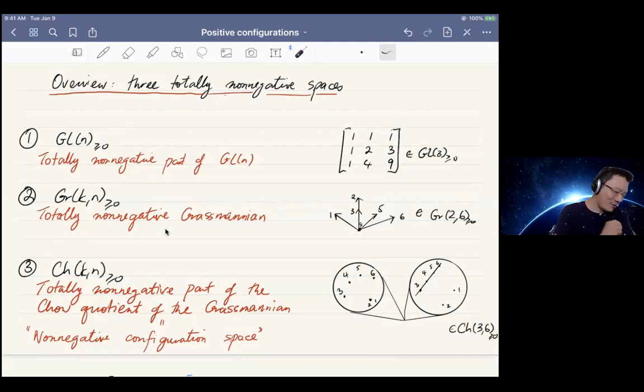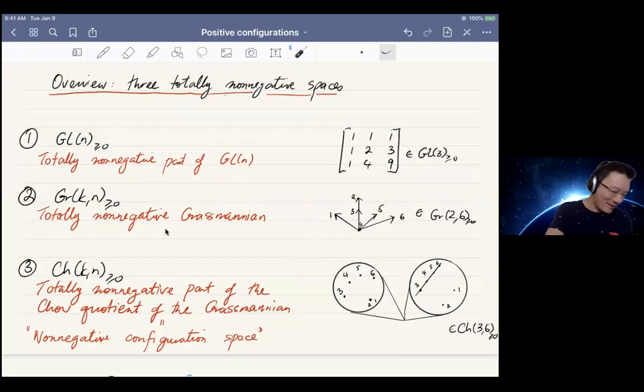The second space I'll talk about is the total non-negative Grassmannian, and I have this cartoon here. As we go down this list, the spaces become more geometric and, in some sense, less algebraic. The first object is total non-negative matrices. I really just think about it as a matrix. With the total non-negative Grassmannian, we start getting some matroid geometry, and we tend to think of it a little bit in terms of vector configurations.